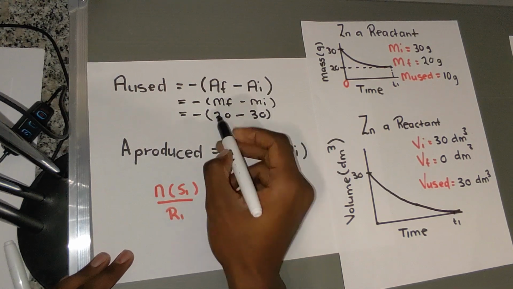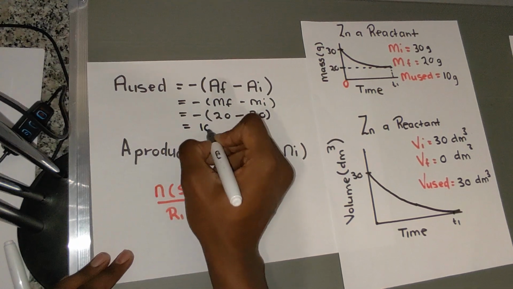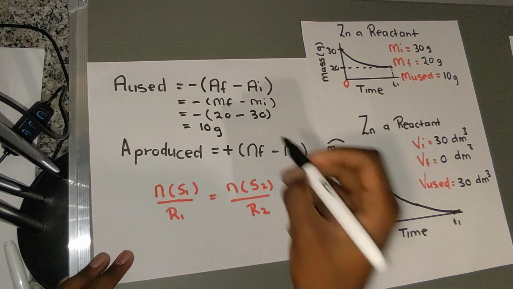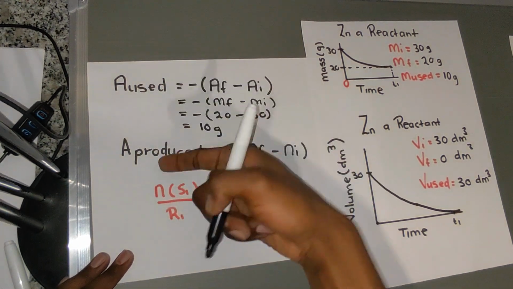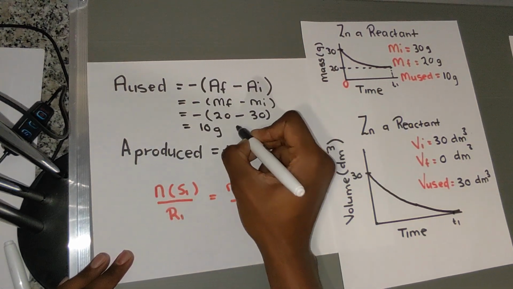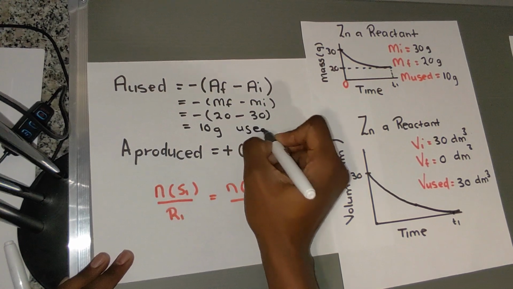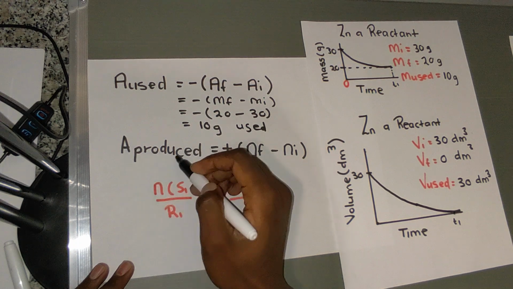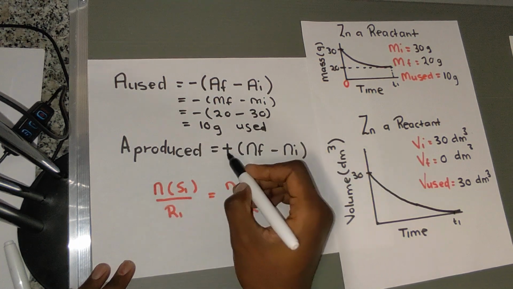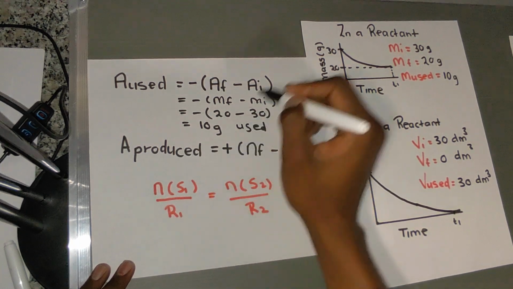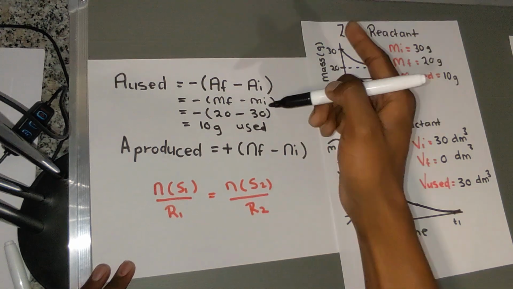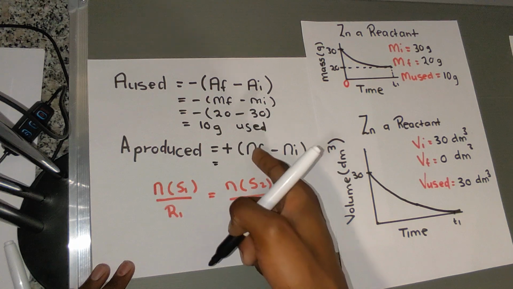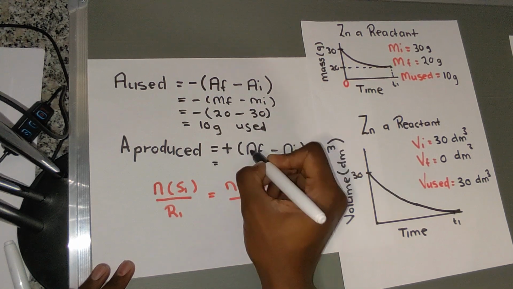So we're going to have 30 minus 20. The answer should always, by all means, be positive. The answer for used or produced should always be positive. So we understand that this is used. And then again here, the amount produced. Why do I have a plus? It's because we are gaining this amount. It is being produced. So simply right away, you just say the final amount minus the initial amount.